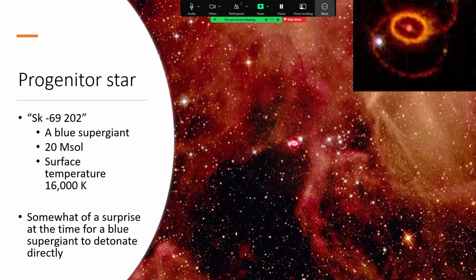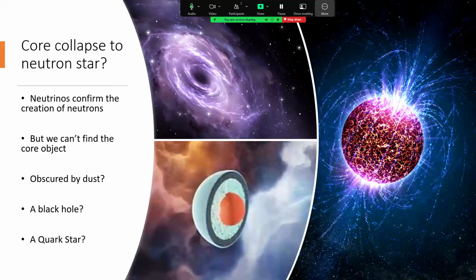But there remains a mystery, because with a 20 solar mass star detonating and all of that burst of neutrinos, the neutrinos confirm that this was the creation of a lot of neutrons in the center, the electrons and protons being rammed together, positive and negative cancelling out to neutral neutrons, and we would expect a neutron star to be the result of this. But we can't find it. We cannot detect the neutron star. Now, it might be for a number of explanations, one of which could be that it's obscured by dust and we're just not able to see it.